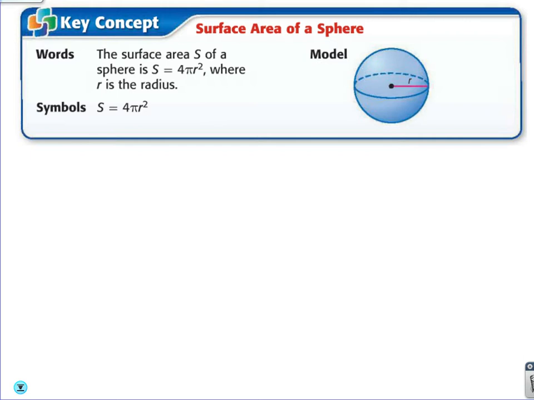Surface area of a sphere. Next thing you need to write down: surface area is equal to 4 pi r squared. First off, as you write that down, what is pi r squared? Area of a circle. Good.